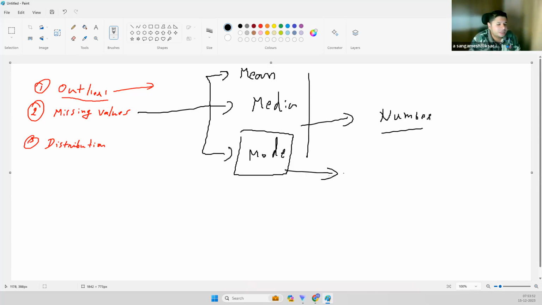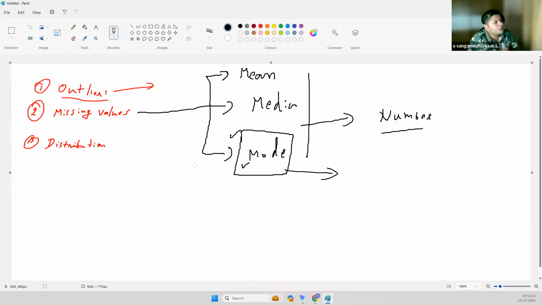If you have text data, in that case only mode is the one. What is mode? Anyone can recall? A number which comes frequently in the data set. Most accurate: the number which occurs more times, the frequently occurring one. That is called your mode. So when you have text data, you can only apply mode. You don't have any other options, if you are choosing central tendency.